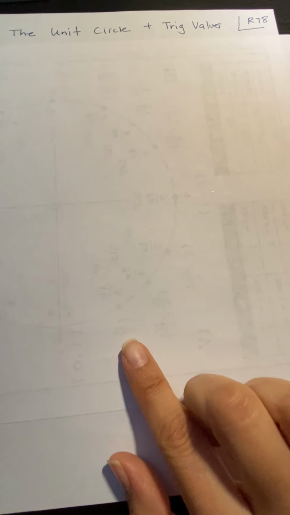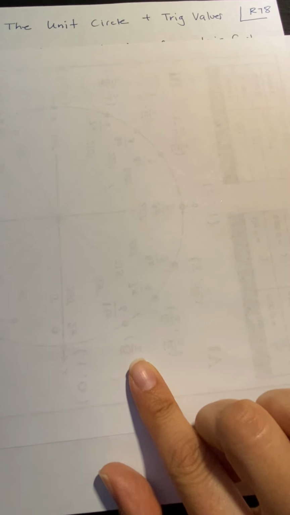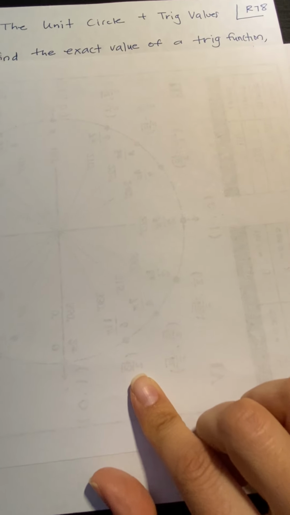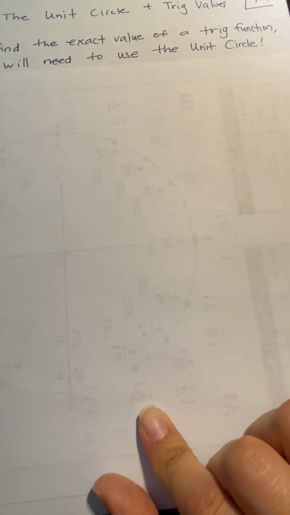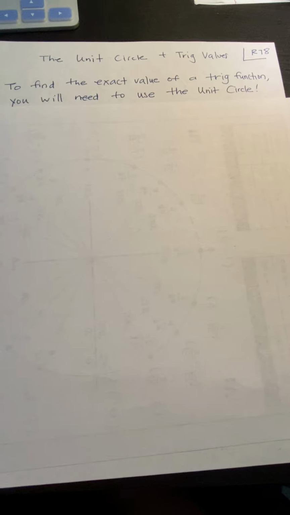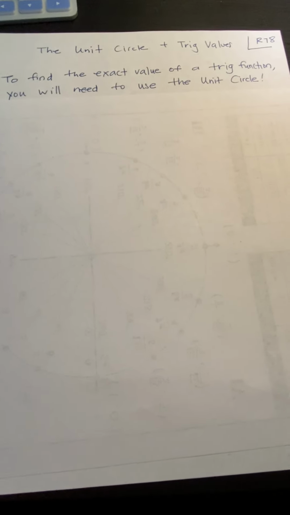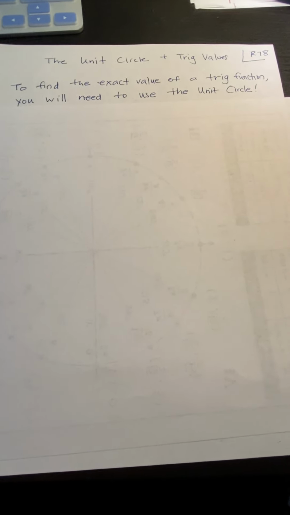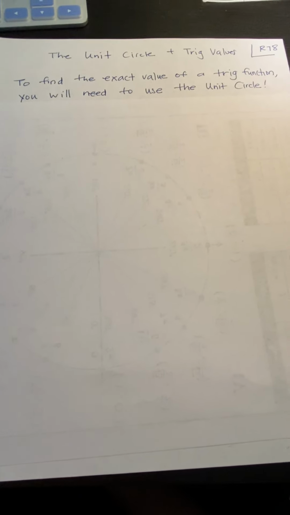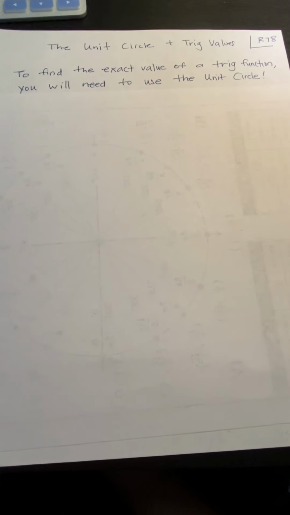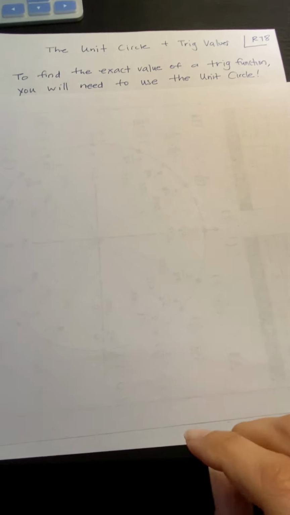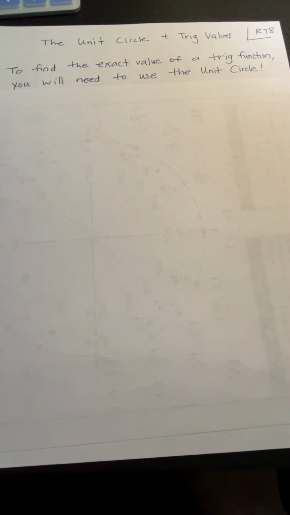Okay, so the next thing that I want you guys to be able to do utilizing the unit circle is to find the exact values of a trig function. So I'll give you examples in a second. But to find the exact value of a trig function, you will need to use a unit circle. So hopefully you guys already uploaded the last assignment on the unit circle where you had to use the game to try to figure out what some of those values were. So definitely try to make sure that that gets done before you do this.